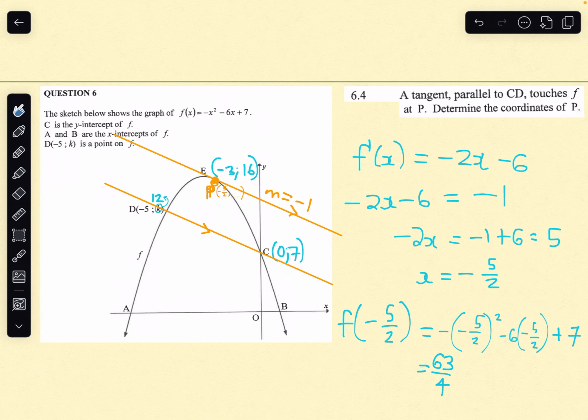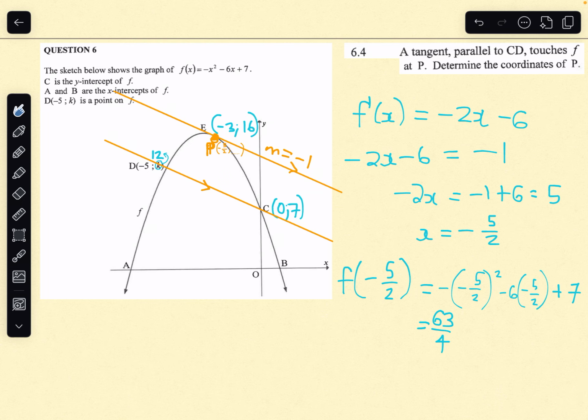Hey, the diagram is not drawn to scale. Maybe it is. Don't trust the diagram, guys. Please don't go and tell your teachers that I said you can trust the diagram. You can't trust the diagram.